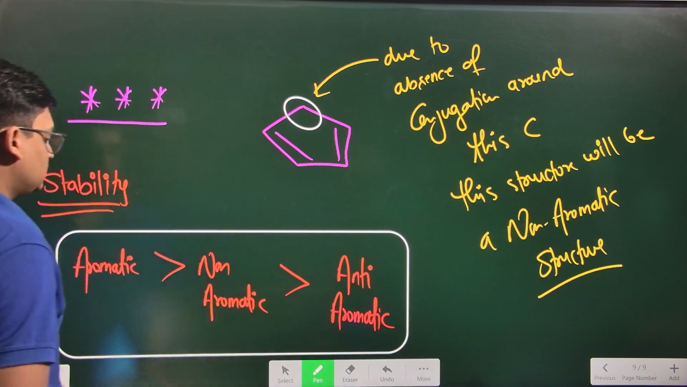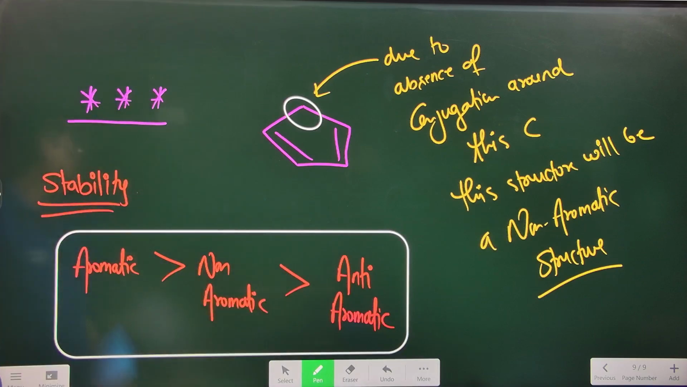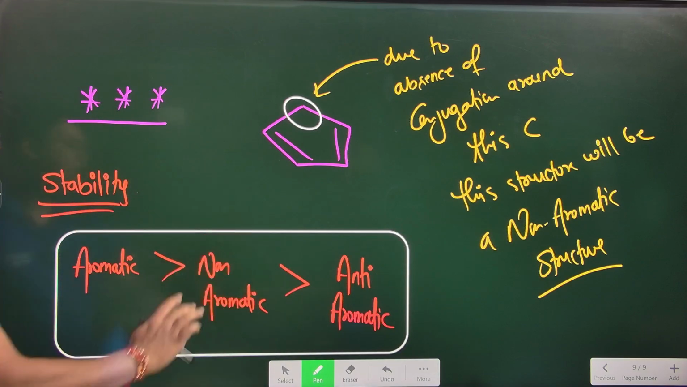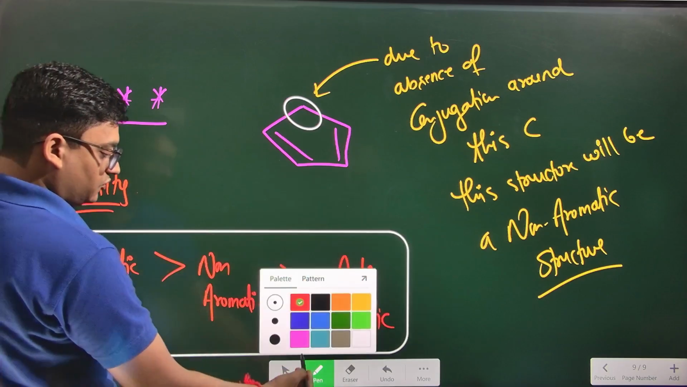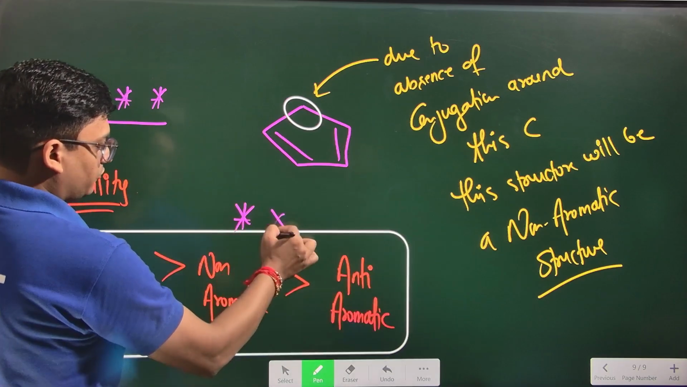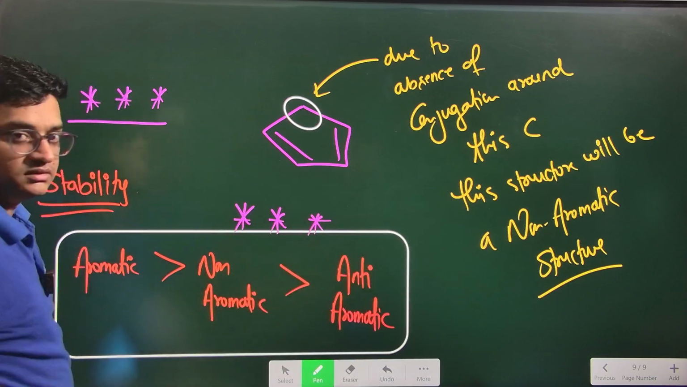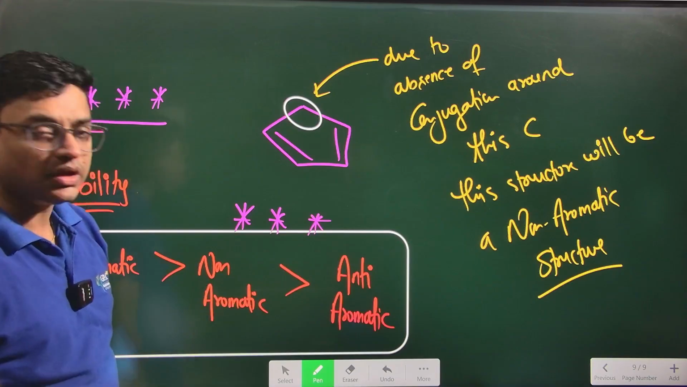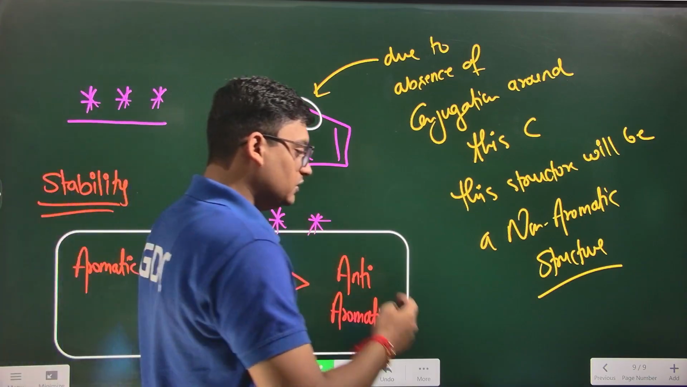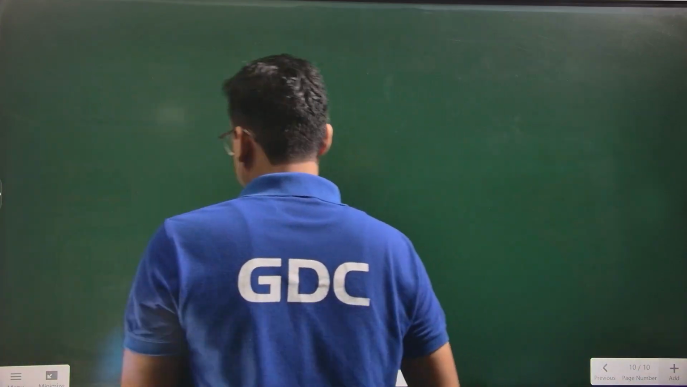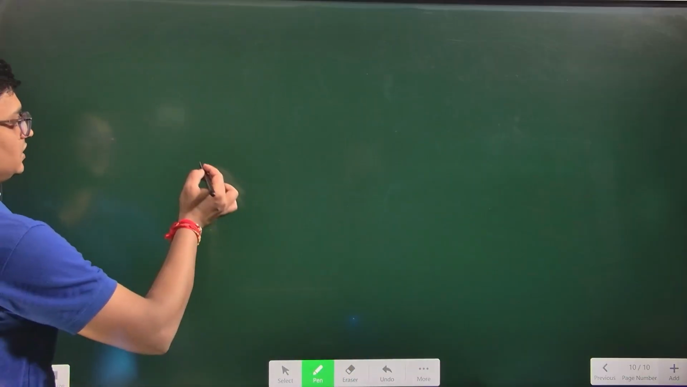And this is the case for stability of aromatic, non-aromatic and anti-aromatic compounds. You have to write it down, and this is an important one. Okay. So now let's look for some other examples as well.